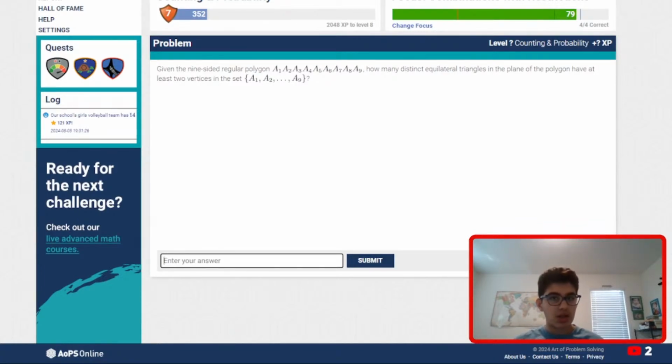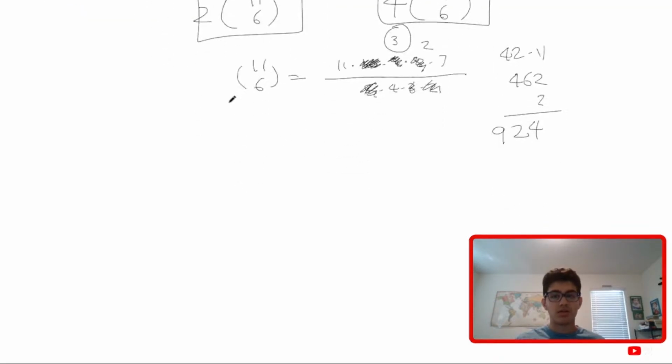So you can pick A1, A9, and A1, A2 are the same. A1, A3, and A1, A8 are the same. A1, A4, and A1, A7 are the same. So there are four. I think it's just four different, non-congruent ones. I think that's what they're asking because let's draw it out a bit.